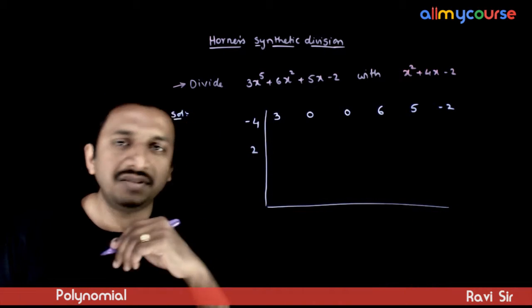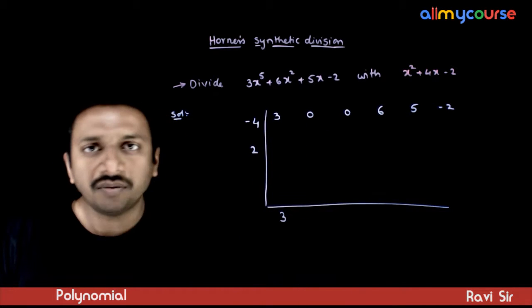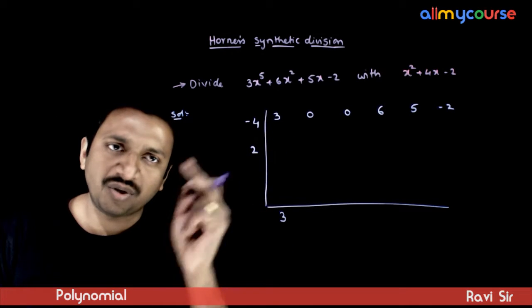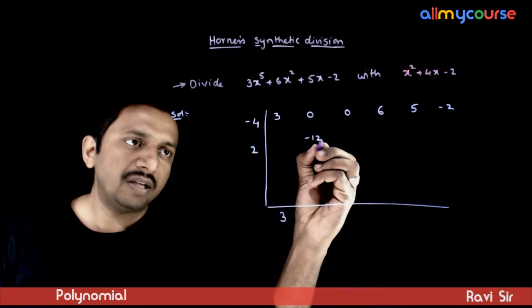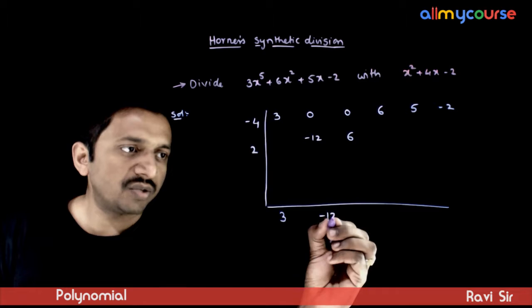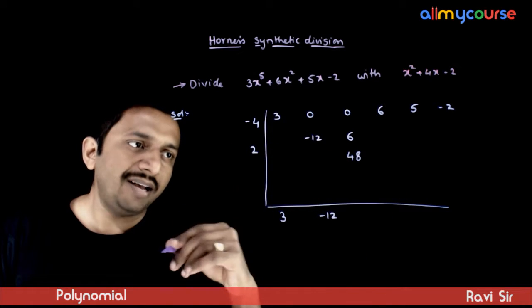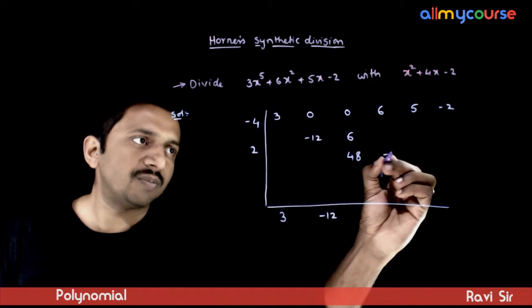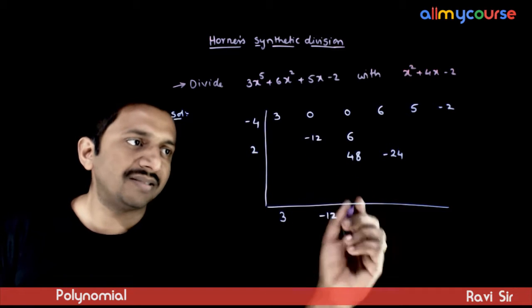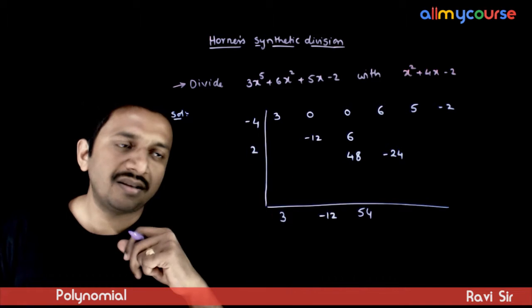So let us start our division. So first, just bring this 3 down. And now use this 3 as a multiplying factor for these two numbers. Minus 12, 3 2s are 6. So 0 minus 12 is minus 12. And minus 12 into minus 4 is 48. Minus 12 into 2 is minus 24. If you add these two, 48 plus 6 is 54.